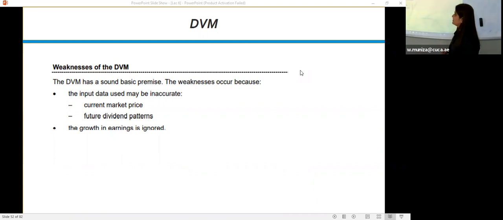They say the DVM has a sound basic premise. The weakness occurs because the input data used may be inaccurate: current market price, future dividend patterns. And the growth in earnings is ignored. So it is clearly ignoring the growth in earnings.